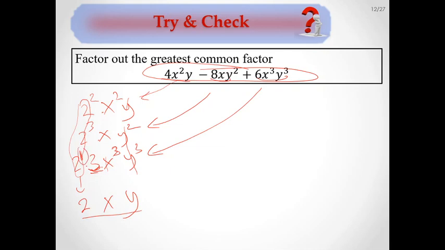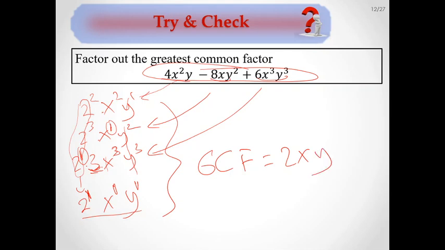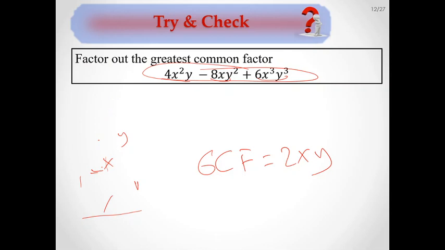So the least power of 2 is 1, least power of x is 1, so the least power of y is 1. So the greatest common factor of these 3 will be equal to 2xy. So after finding this, we will try to write it as a product. So it's 2xy times, okay, now we have to put something here.